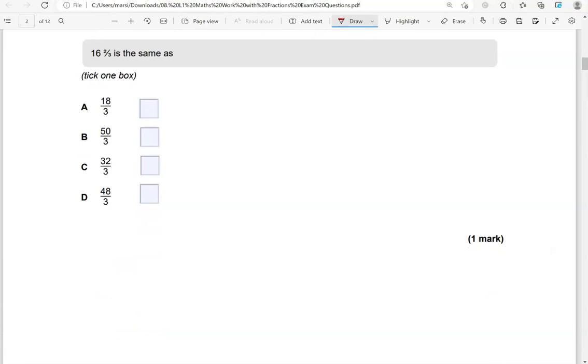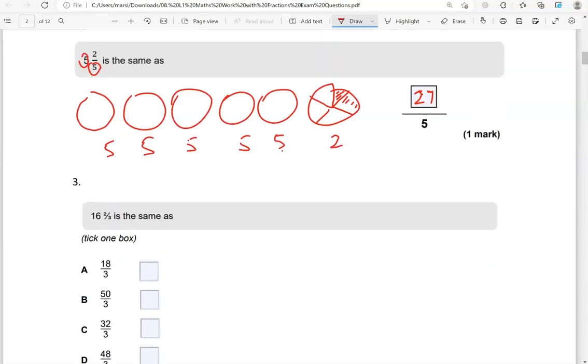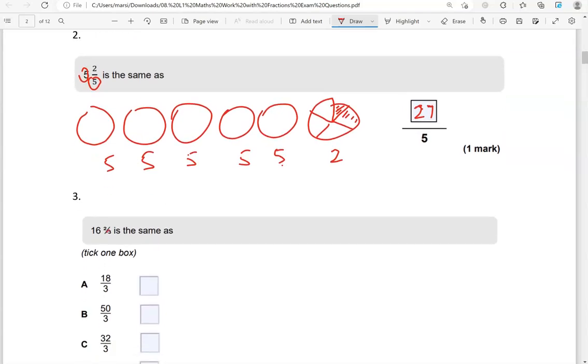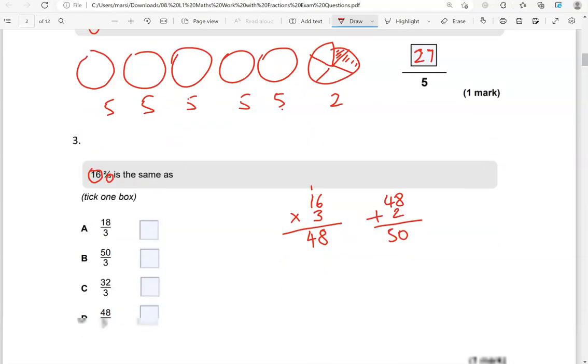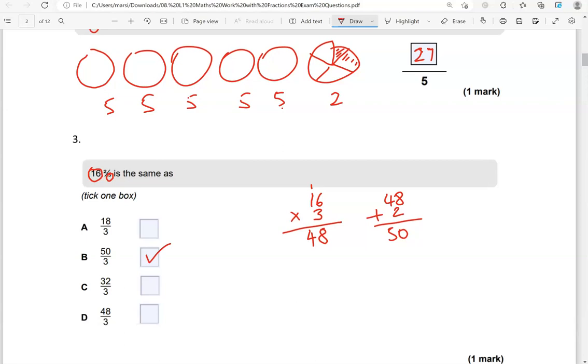16 and 2/3 is the same as 18/3, 50/3, 32 thirds, or 48 thirds. Okay, so the short method I just went through was multiplying the bottom number of the fraction, the denominator, by the whole number. So that in this case is 16 times 3. 3 times 6 is 18. 3 times 1 is 3, and the 1, that is 4. So we have 48. Now we need to add the top number of the fraction. That's 2. So 48 add 2, that gives us 50. So 50 thirds. That's option B.